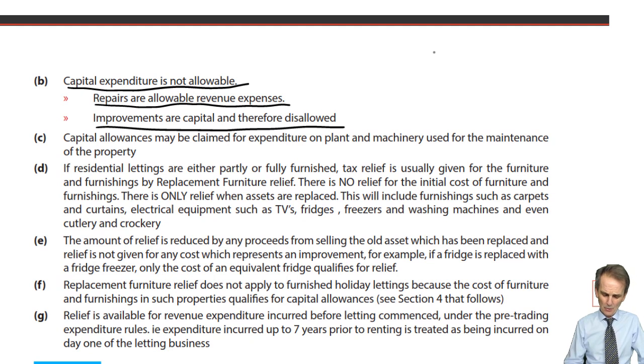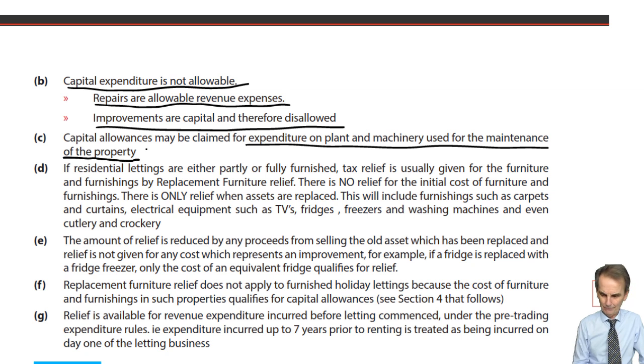We've already distinguished between capital expenditure and revenue expenditure. If you did actually incur expenditure on plant and machinery used for the maintenance of the property, a lawnmower, for example, to cut the lawns of the property, then something called capital allowances applies. We'll see capital allowances in chapter 5, and it's a huge and really important area. It's mostly to do with trading income, not property income.